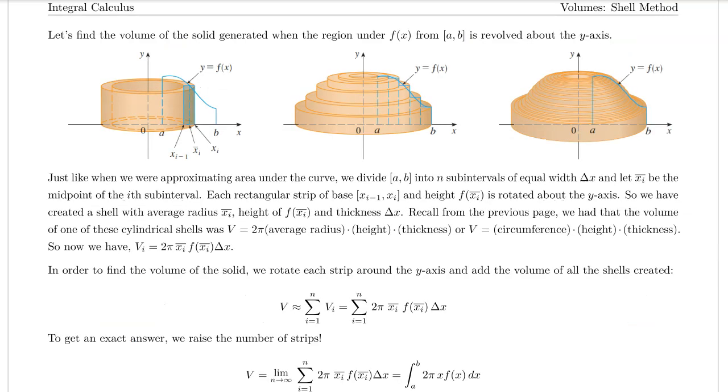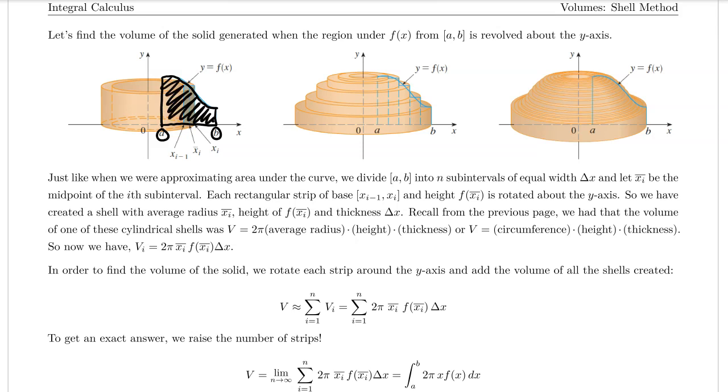Let's find the volume of the solid generated when the region under f of x from a to b is revolved about the y-axis. So I have some curve here. This curve is y equals f of x, and we're looking at it on the closed interval from a to b. If I were to take the region bounded by the x-axis, x equals a and x equals b, I'd have this two-dimensional region here, and I'm just going to quickly shade that in.